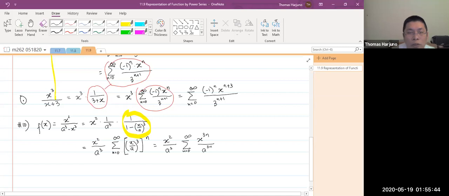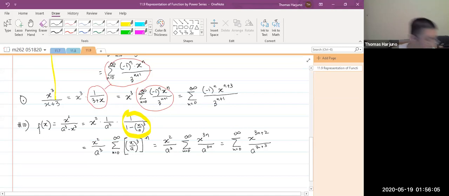Now I will push this x squared over a cubed in. So that becomes a power series of x to the 3n plus 2 over a to the 3n plus 3.